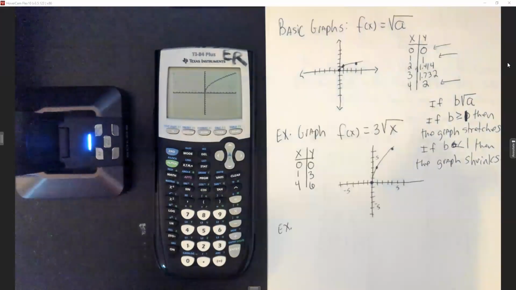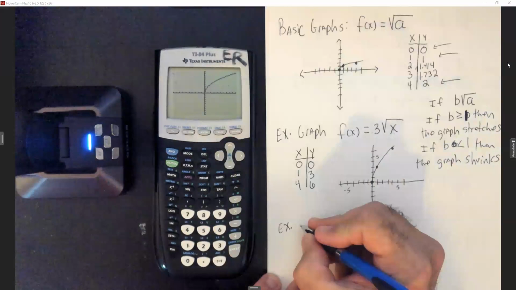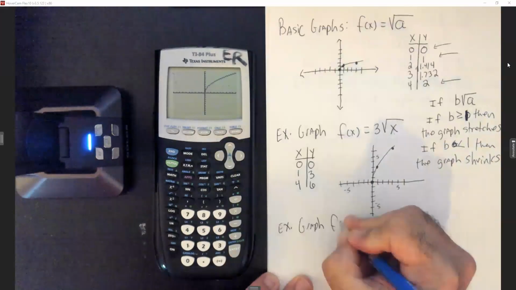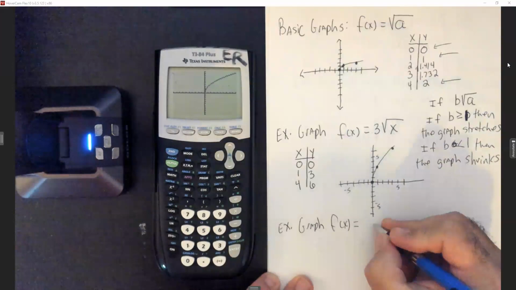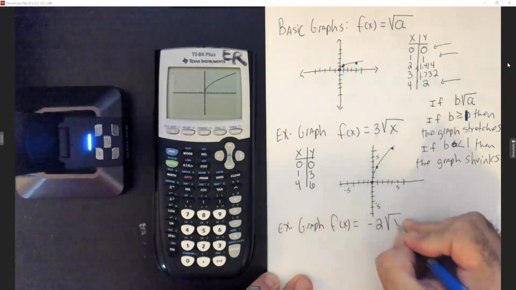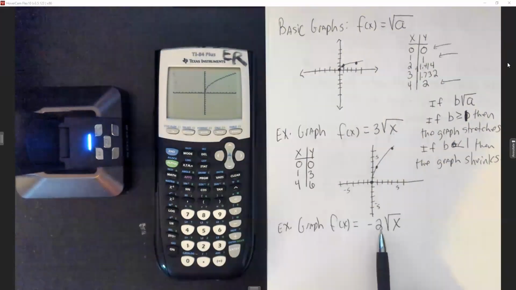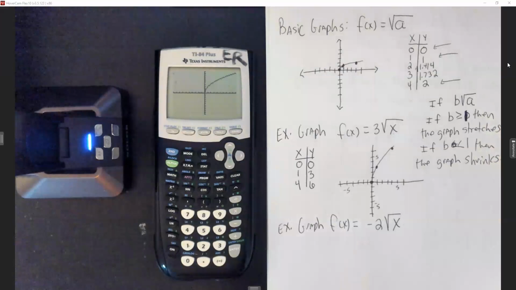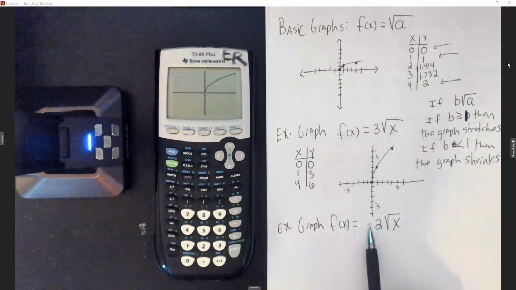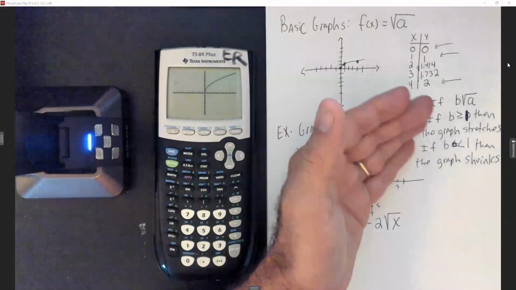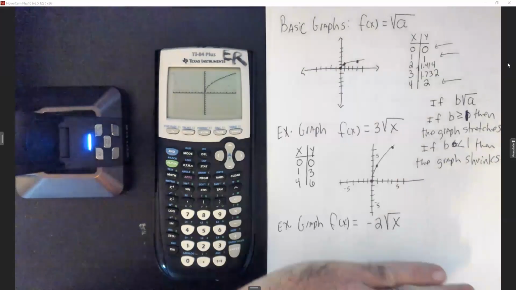Alrighty, so I'm going to try this one. We're going to graph f of x equals negative 2 square root of x. So the 2 is still going to stretch it out a little bit because it's not a fraction. But remember, that negative is also going to do something. That negative is going to take my graph and flip it over the x-axis.